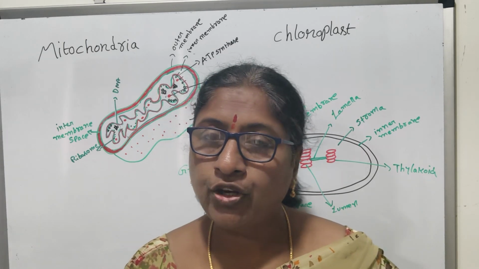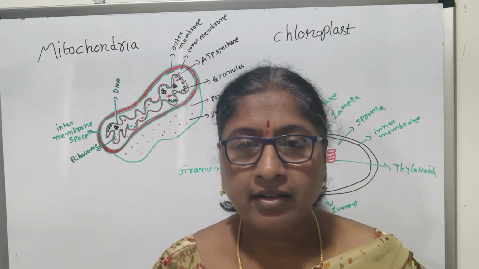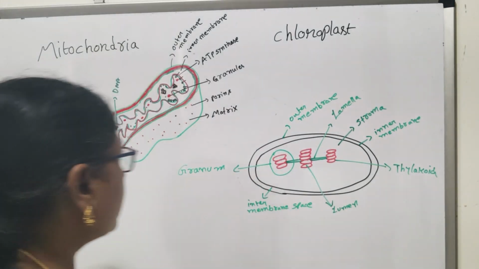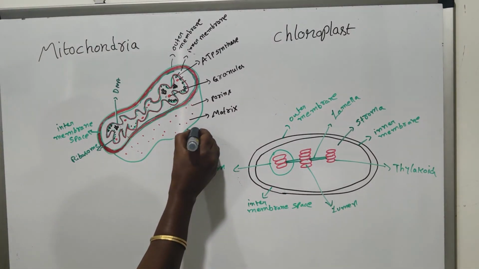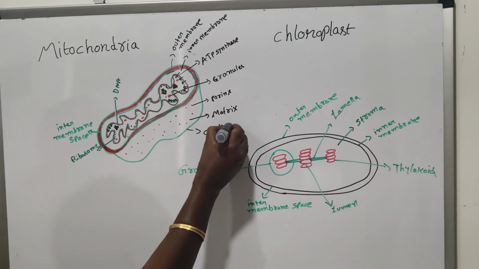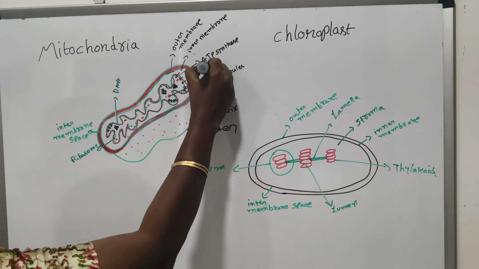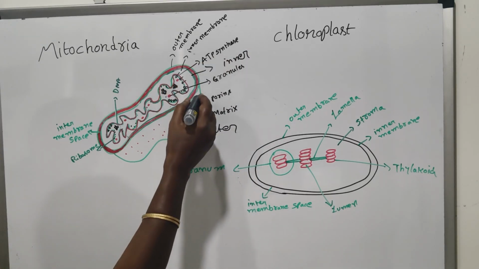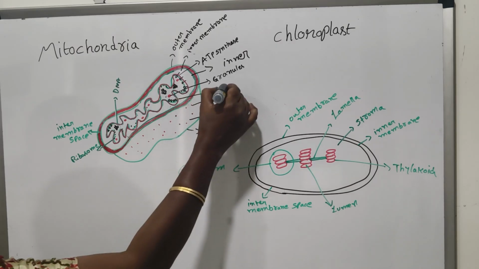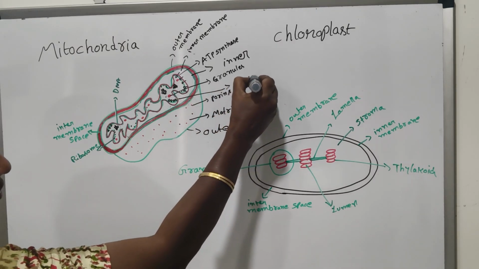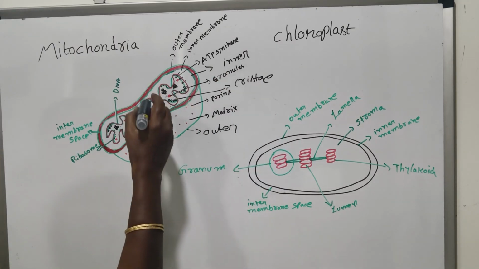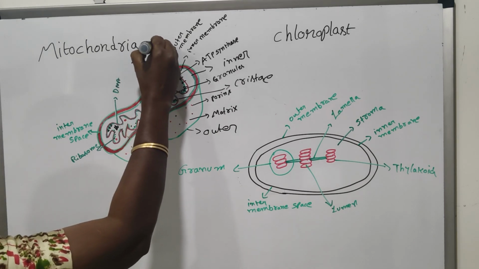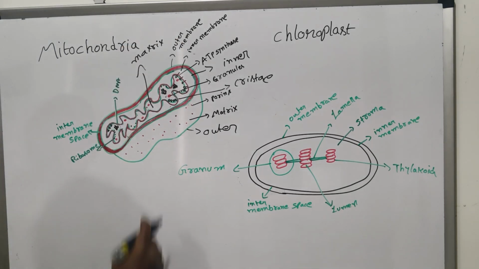So here when you observe, the mitochondria is a double membrane structure. It shows an outer membrane. So this is the outer membrane. It shows an inner membrane. So this is the inner membrane. The inner membrane shows certain foldings. These are the foldings known as cristae. Inner membrane shows the matrix. This matrix is dense fluid in nature.